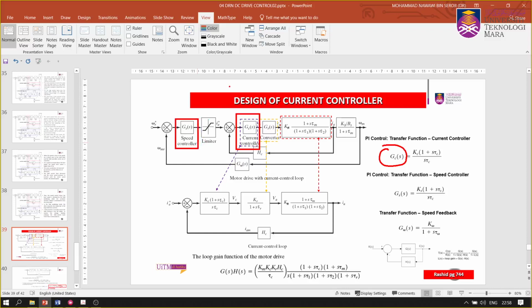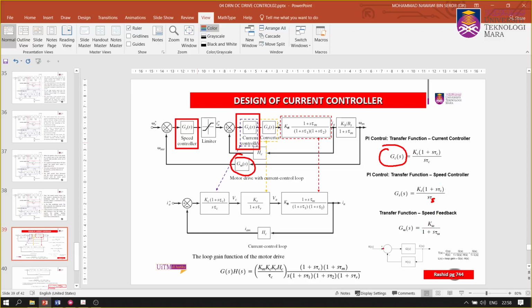So we have KS (1 plus S tau S) divided by S tau C. Then this should be S. Mistake here. Sorry, so KS (1 plus S tau S) divided by S tau S. So that's a speed controller, a PI control transfer function. And finally, you have a transfer function, which is the speed feedback, G omega, WS. It's that one. Okay, so that is represented by KW over 1 plus S tau W. Right, so this is the transfer function, not the PI control.